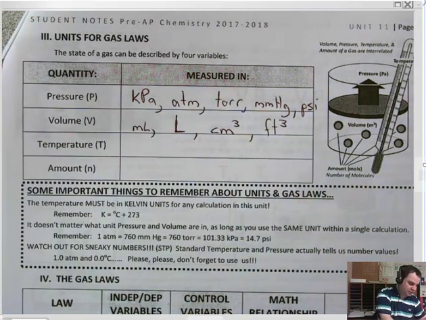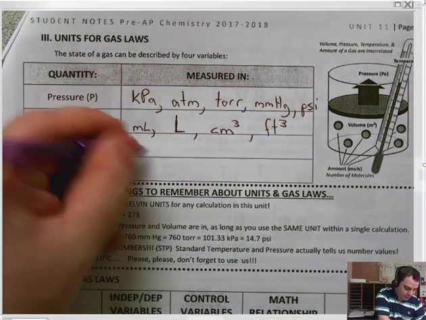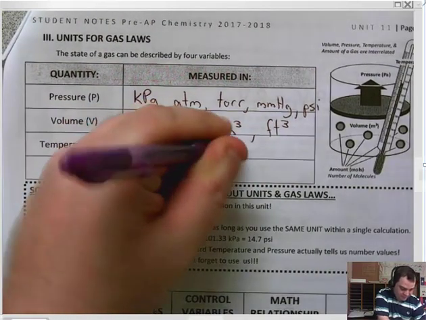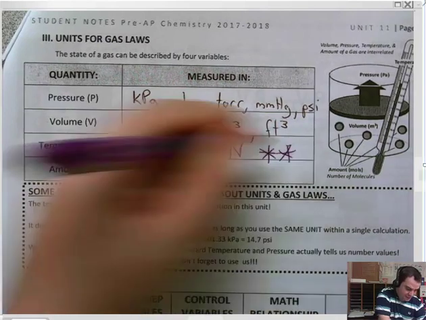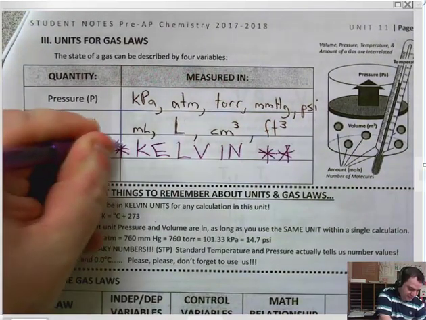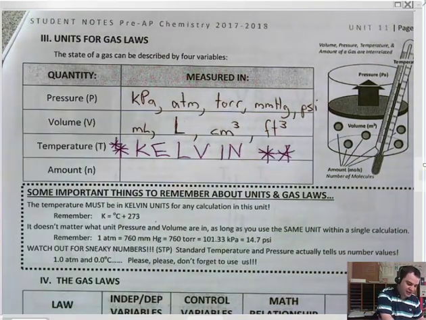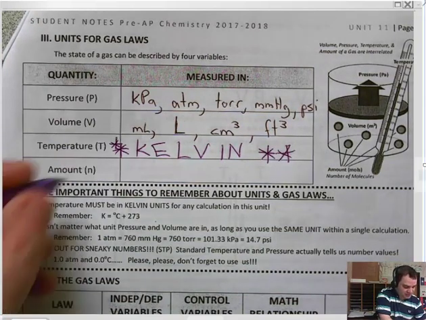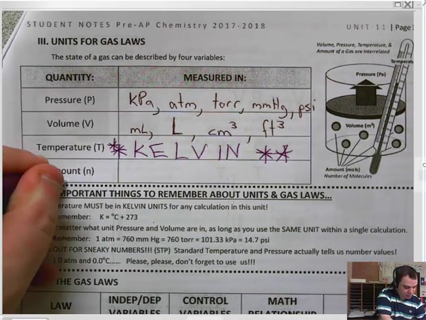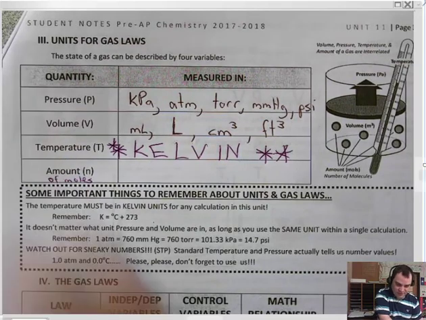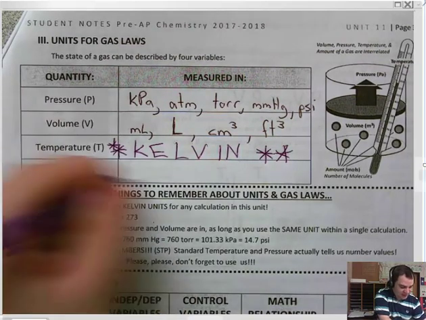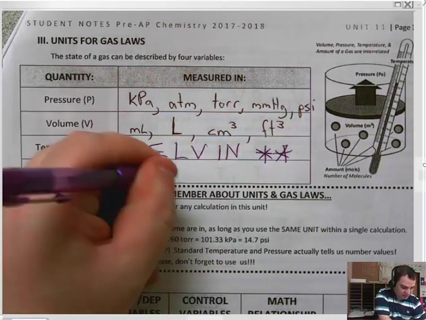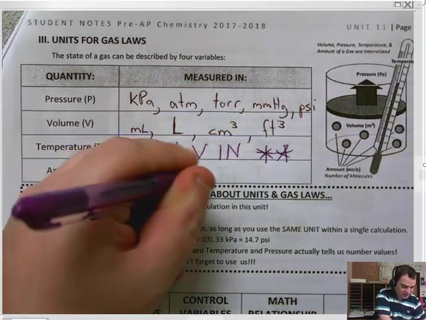Temperature. There's only one possible thing for temperature. Kelvin! Those are the only thing you can measure temperature in, is Kelvin. This is the amount of moles. So N stands for the number of moles. So this is moles. Yeah, they don't go away.